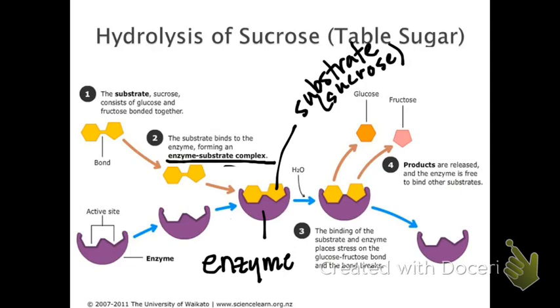All right, now the place that the substrate joins to your enzyme is called the active site. So the active site is actually right here. It is where the substrate is going to lock in, like the lock and key. All right, so that is the place right there, and you'll see it labeled for you. Here you can see that the substrate fits right into there.